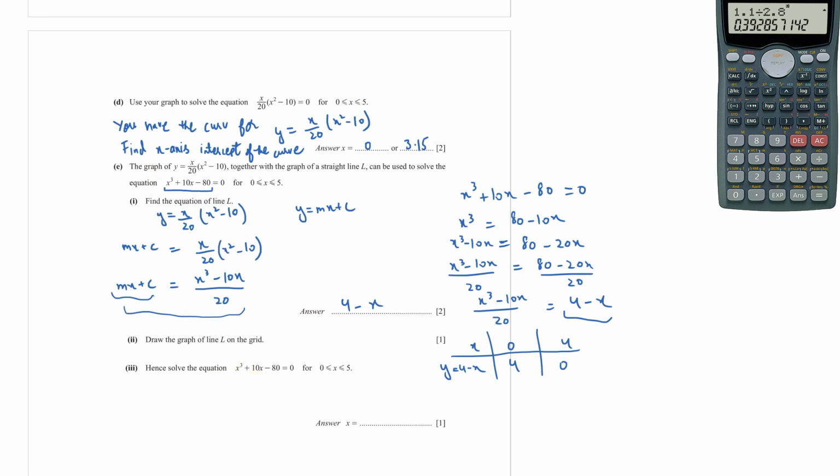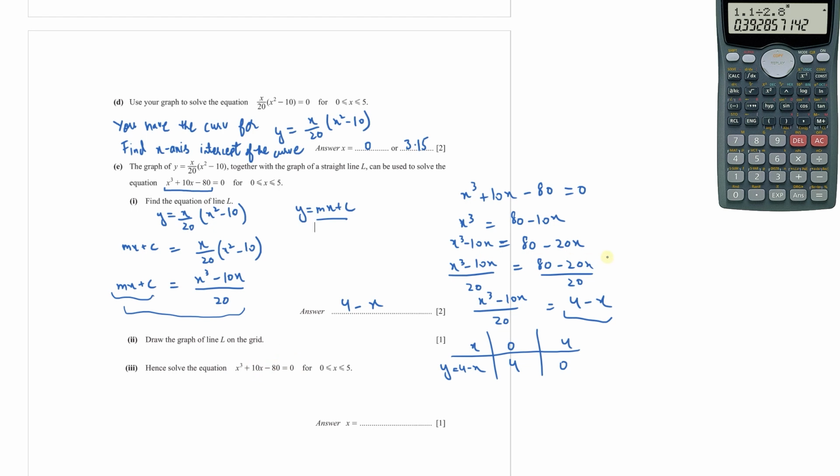So you already know that the solution will be the intersection of the curve and the line, because here you have substituted y from this equation here. So the equation of the line is equal to the equation of the curve that you have drawn. So when are these two equal? When they intersect each other, and this will give you the solution for this equation.